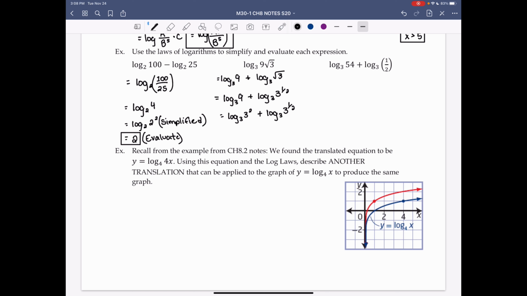Then we can evaluate each of our logs. Log base 3 of 3 to the power of 2 is 2. And log base 3 of 3 to the power of 1/2 is 1/2. So we get 2 plus 1/2, which equals 2.5, or 5/2.